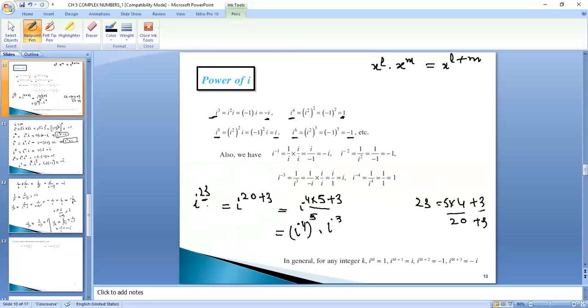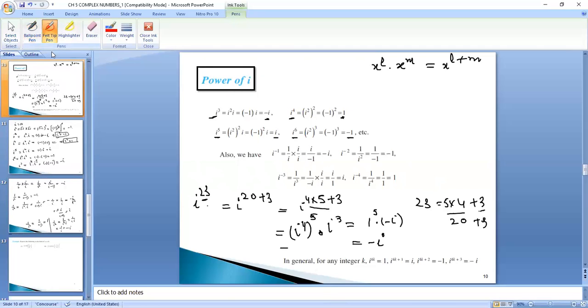The powers are multiplied when we are writing. It is iota raised to power 20 and plus is there, so I'm writing into iota raised to power 3. Now iota raised to power 4, I know it is 1, so 1 raised to power 5. Iota cube, I know it is minus iota. So after simplification, my iota raised to power 23 will be minus iota.